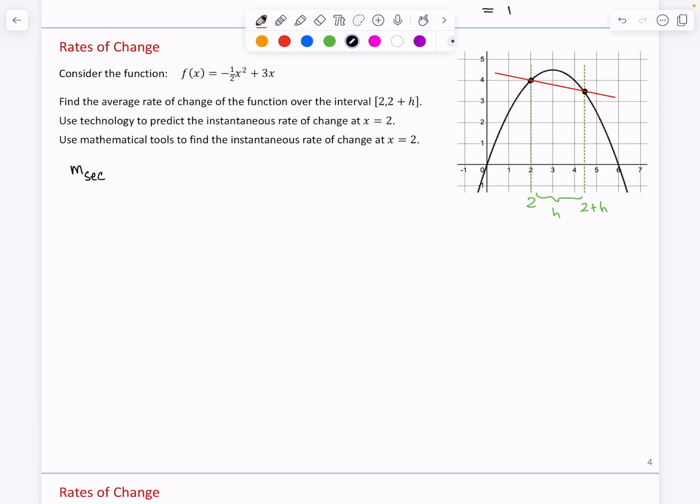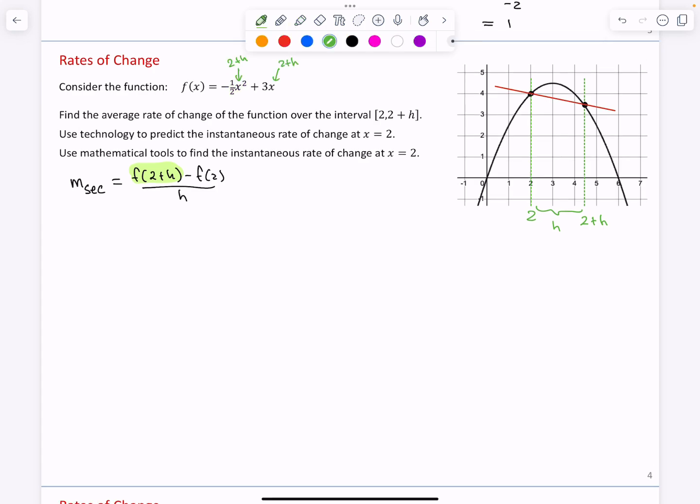The slope of the secant line is given by f of 2 plus h minus f of 2 all over h. So to do this part here, I want to plug 2 plus h in for all the x's in this function. There's two different x's. Both x's will be replaced with the 2 plus h.